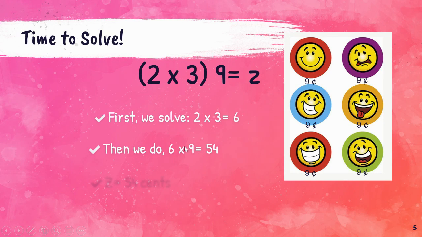Okay, most of us know what 6 times 9 is, but if we don't know, we can skip count, and we can use this image to skip count. We could go 9, 18, 27, 36, 45, and then 54. Okay?